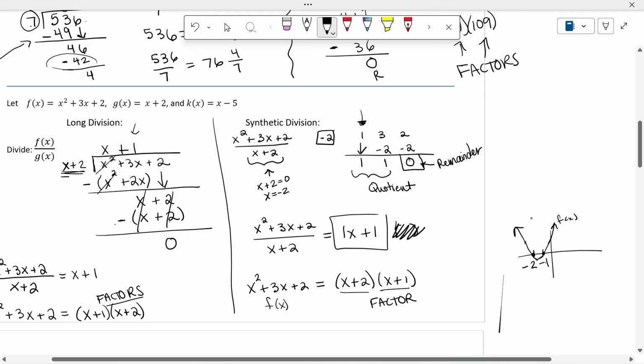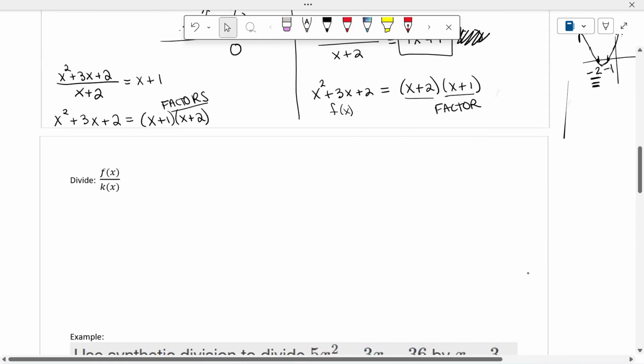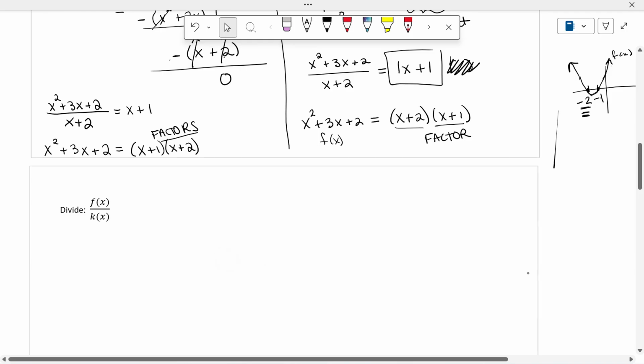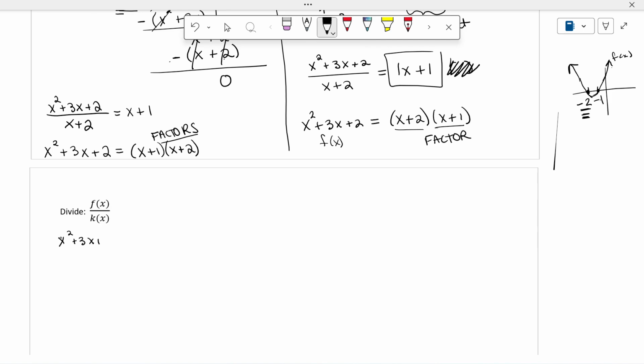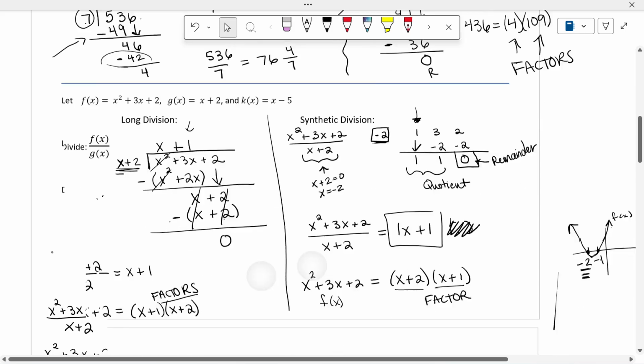Probably a little deeper than you want to go, but what I'm trying to get at is that the number in the box is what would be the 0 of the polynomial, or at least one of them. Okay, let's practice synthetic some more and just know that there are deeper connections. It looks like this time we're doing f of x divided by k of x. So f of x, recall, was x squared plus 3x plus 2, and we're trying to divide out of it x minus 5.